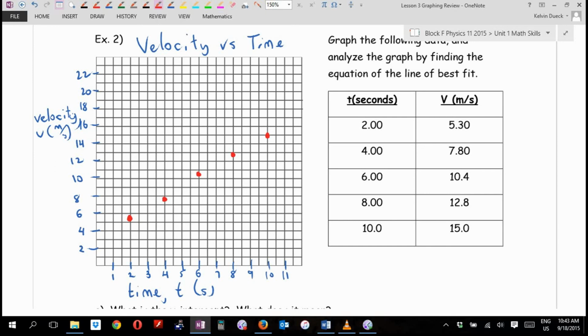My best fit line sort of looks like that. And I really shouldn't have gone further past, but I'm not going to change it now. I should have stopped right on the graph.